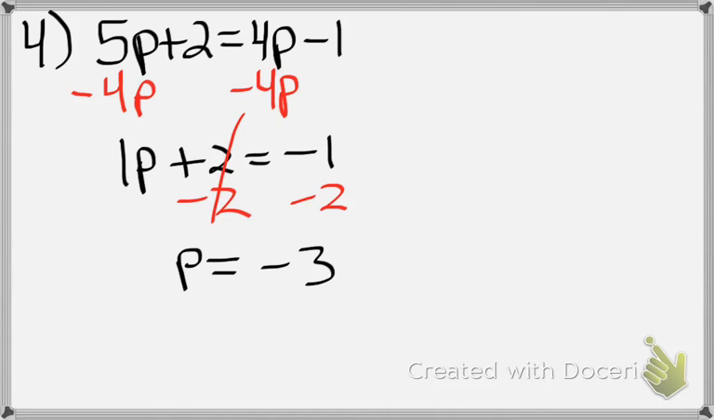If you really wanted to do it, put the 1 there, divide both sides by 1, and you end up with p equals negative 3. In other words, it didn't do anything. So I'm just not going to do that. So p equals negative 3. That is your answer to number 4.